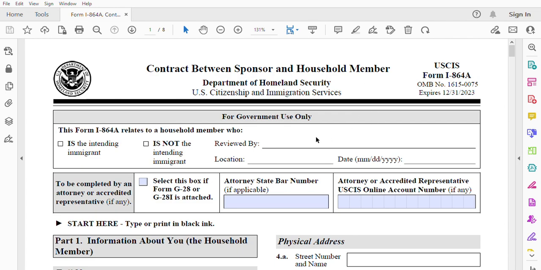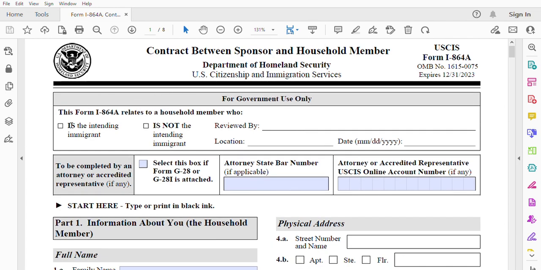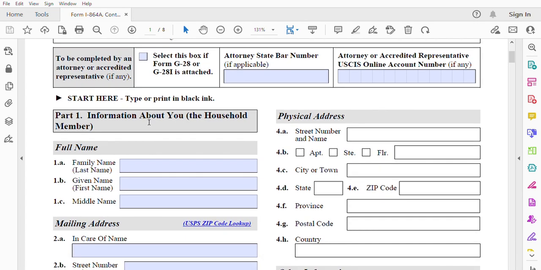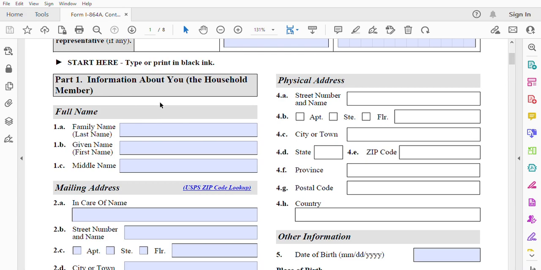Let's get started. The top part right here is for government use only, and the attorney if you have one. So for us, we're gonna file this form by ourselves. So let's start right here. The first part is information about you, the household member. So the family name is Baker. First name is Omar. Middle name, you can leave it blank or Renee, it doesn't matter, both work.